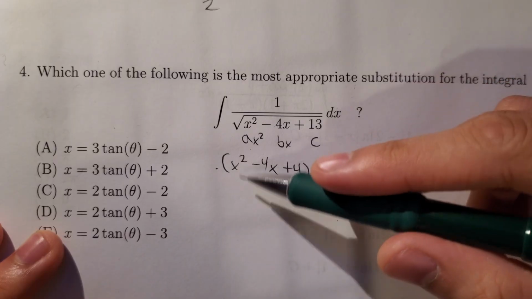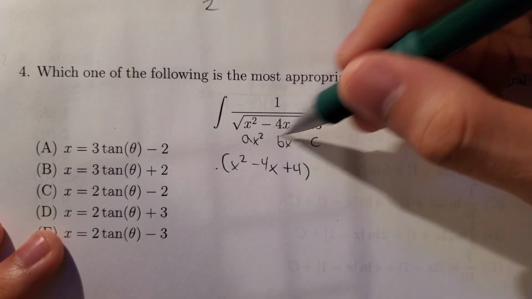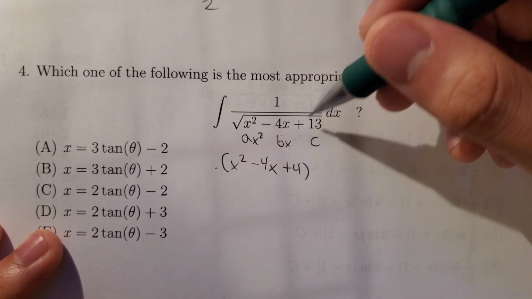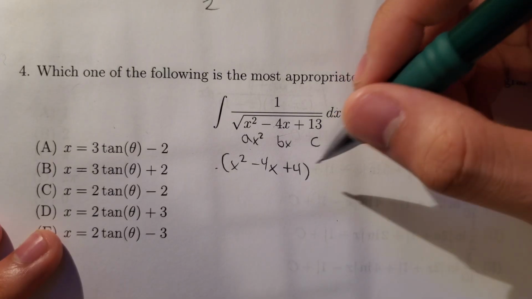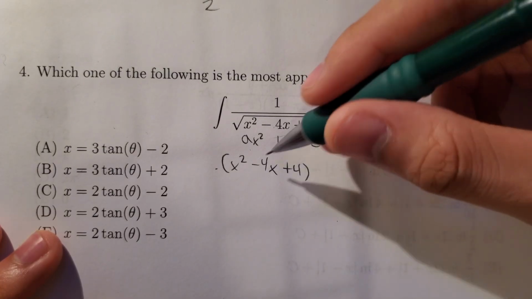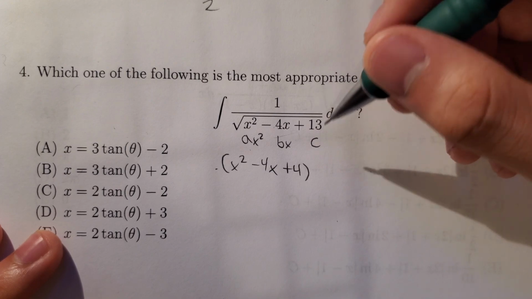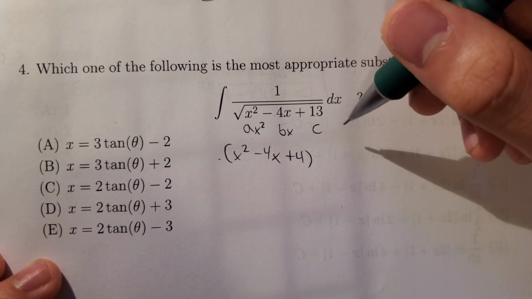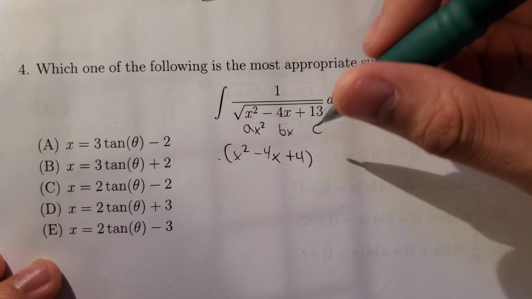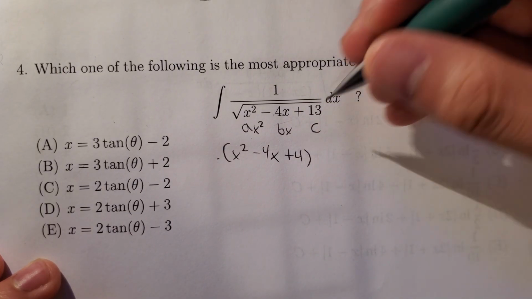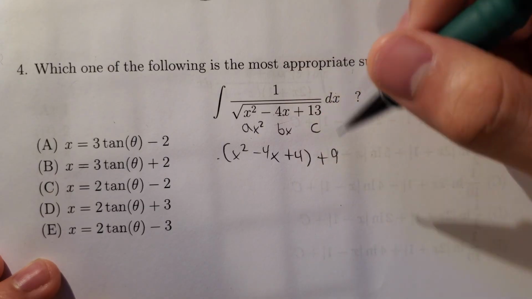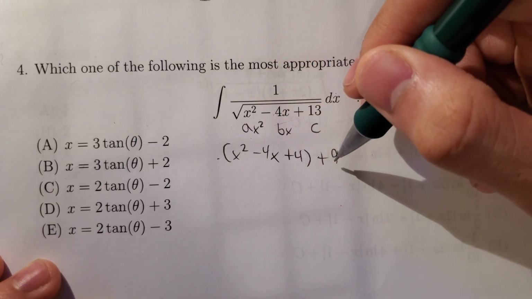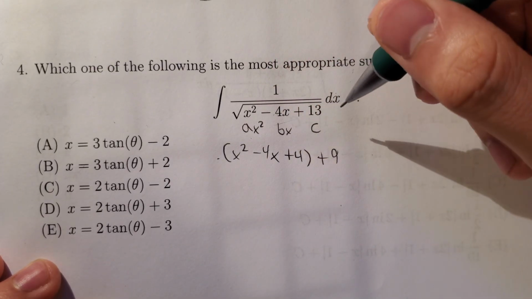Now we have to figure out how to put this back into the original expression. We can't just put it back in like this because we have a 13 here. And so if we put it back like this, 4 plus 13, you'd end up with 17, which is not equal to the original expression. So that's just as simple as subtracting 4 from this. So our new expression ends up being this plus 9. And this is equal to the original expression.